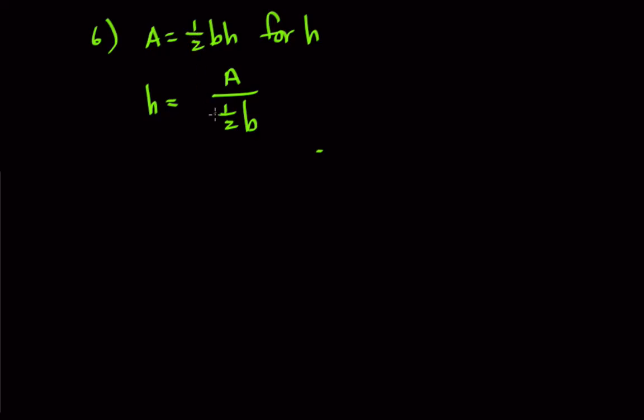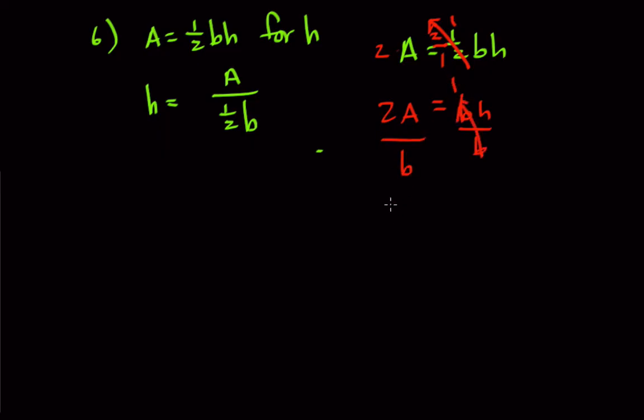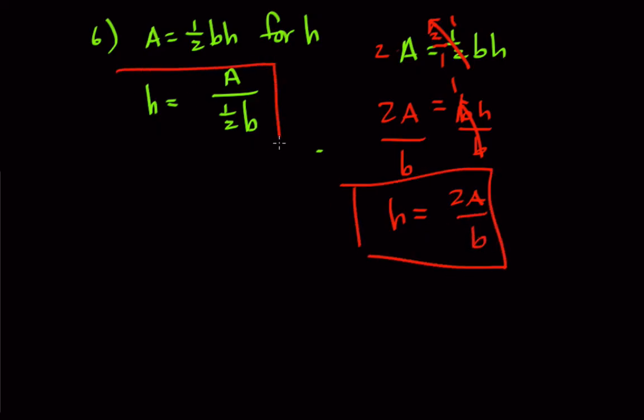Instead of dividing by a half, what's the exact same thing as dividing by a half? It's multiplying by 2. So you could say a is 1/2 base times height. I could multiply both of these sides by 2. And I would get 2a, 2 times a half is 1, equals bh, divide both sides by b, b over b is 1, and you could get h equals 2a over b. This is exactly the same thing.